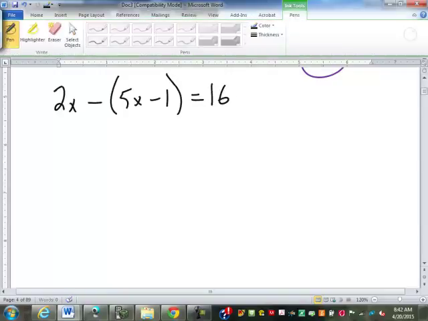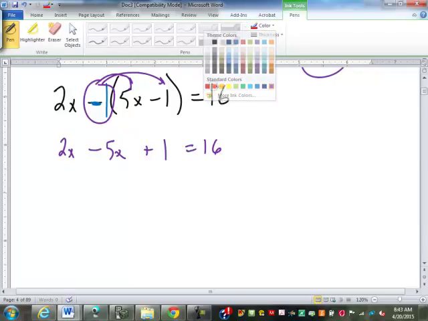This one doesn't look so bad, but it's got a level of difficulty in it that's kind of deceiving. Everybody see what it is? Yeah, there's that minus in front of the parentheses. Whenever we see that, we have to think of it as negative 1 times the parentheses. So now what do we do? We have to multiply by the negative 1. The 2x is going to just stay there because there's nothing happening to that. Negative 1 times 5x is negative 5x. Negative 1 times negative 1 is positive 1. Equals 16.